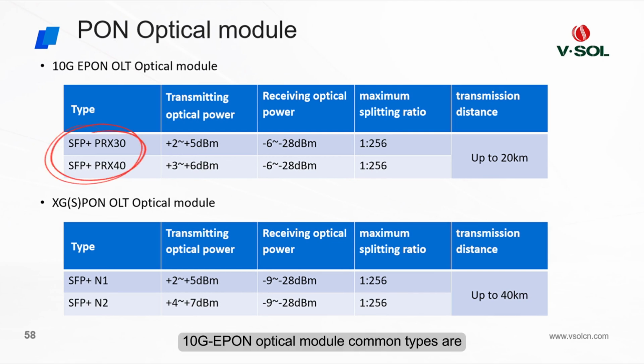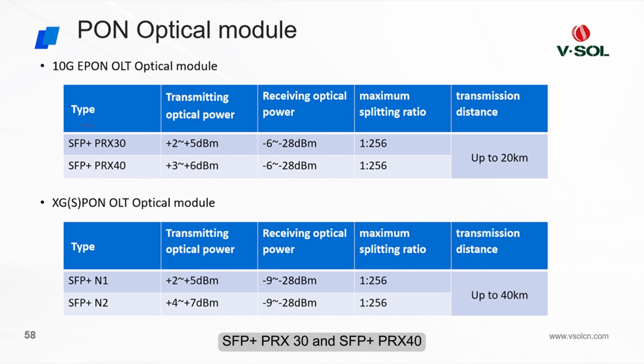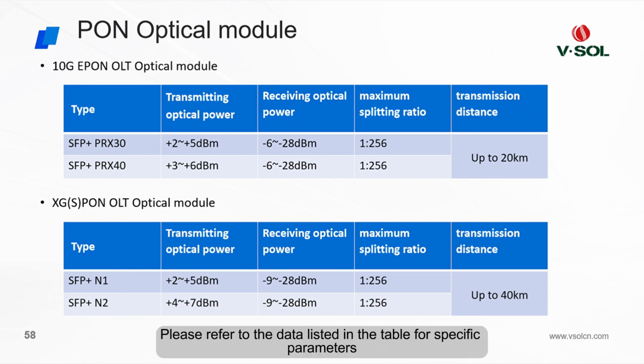Ten gigabit EPON optical module common types are SFP+ PRX30 and SFP+ PRX40. 10 gigabit GPON optical module common types are SFP+ N1 and SFP+ N2. Please refer to the data listed in the table for specific parameters.